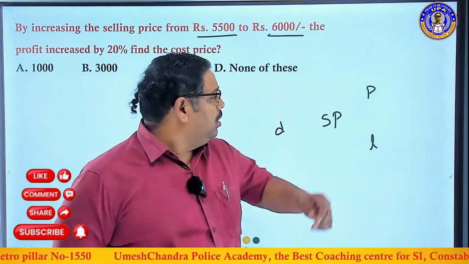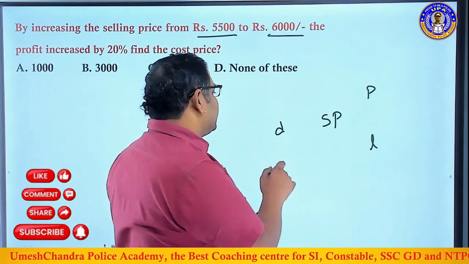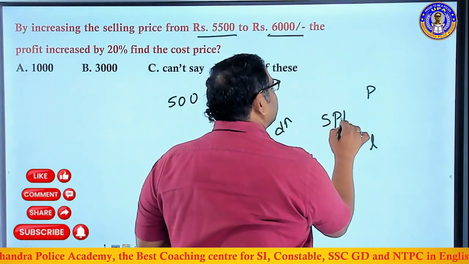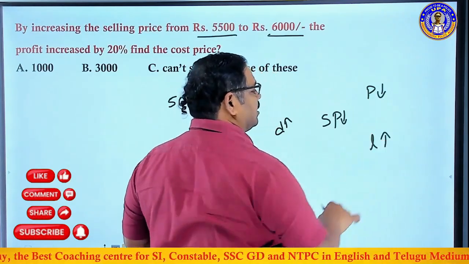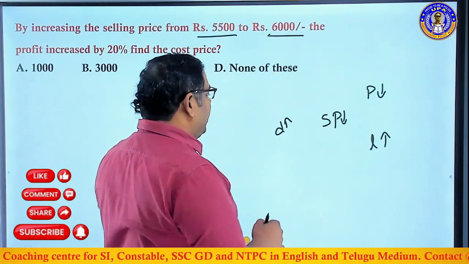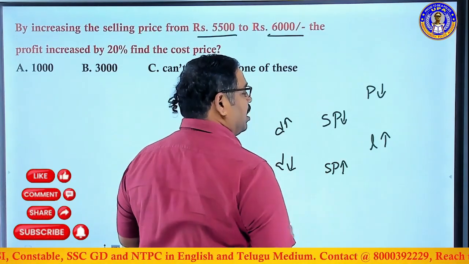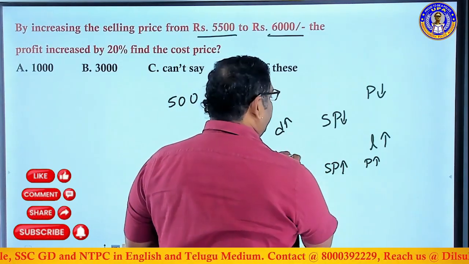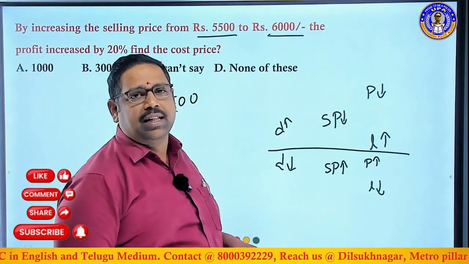Meaning, if the discount increases, what happens to SP? Suppose the discount increases, SP decreases. When SP decreases, profit decreases, loss increases. Right or no? When discount decreases, SP increases, selling price increases. When selling price increases, automatically profit gets increased and loss gets decreased. We will discuss why, everything clearly, in the classroom.